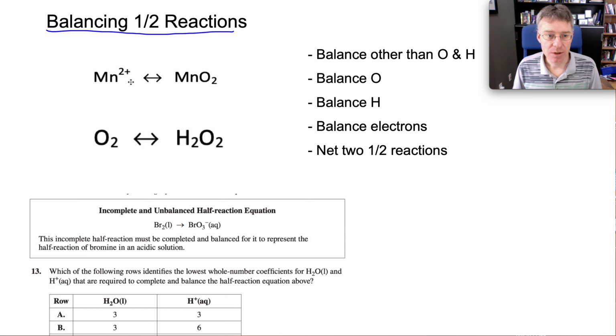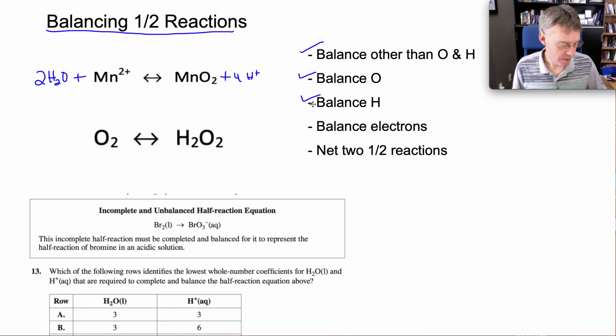So the answer is going to be other than O and H, 1 Mn, 1 Mn. We don't care that the state of it has changed from a monatomic ion in a compound. We got 1 manganese. Oxygen, we've got 2 O's at the beginning, so we have to add 2 waters. And most teachers are going to add it at the end. I don't have room. 2 times 2, 4 H's. And we have no H on the product side, so we need 4 H plus.